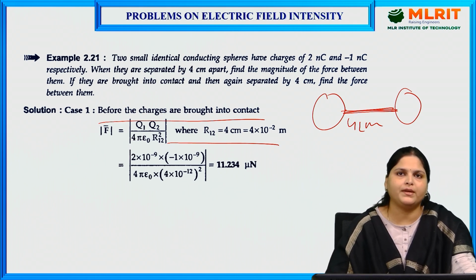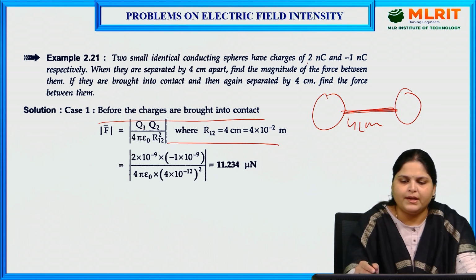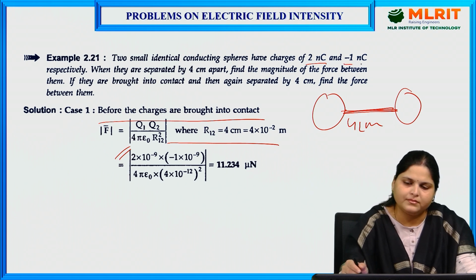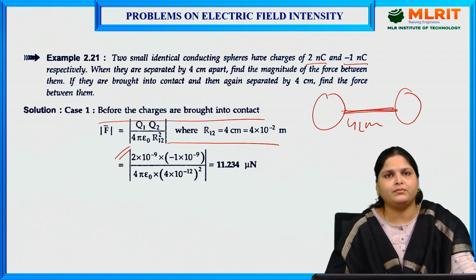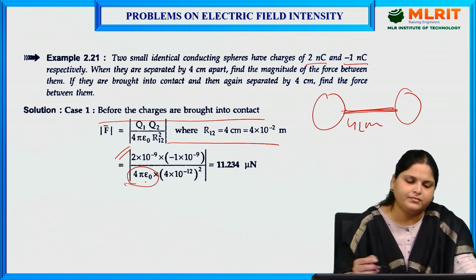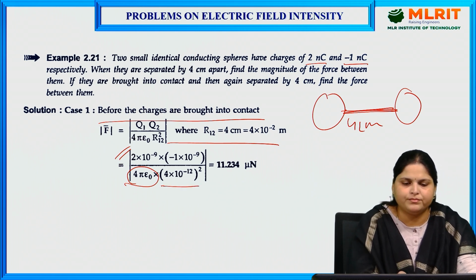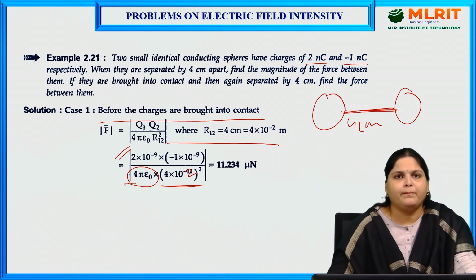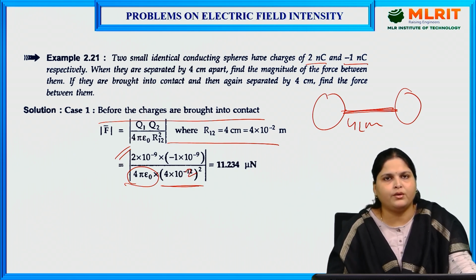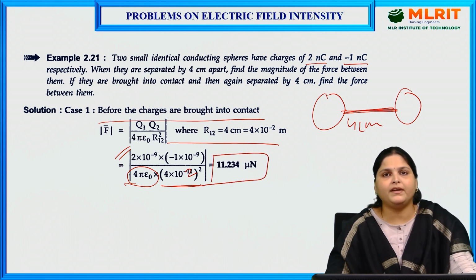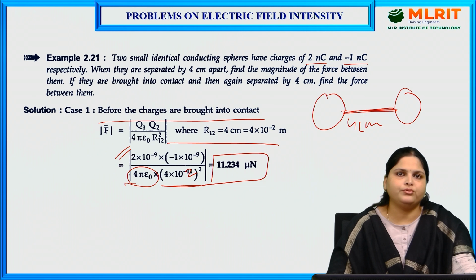Remaining things we can put here. Q1 is equal to 2 nanocoulomb, 2 into 10 to the power minus 9. Q2 is equal to -1 nanocoulomb, that means -1 into 10 to the power minus 9, divided by 4 pi epsilon naught. We can put the value of epsilon naught also. And R12 squared, 4 into 10 to the power minus 2 squared. So when we are solving it, we are getting the answer as 11.234 micronewton.